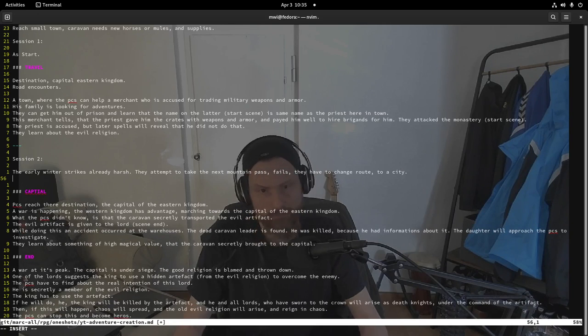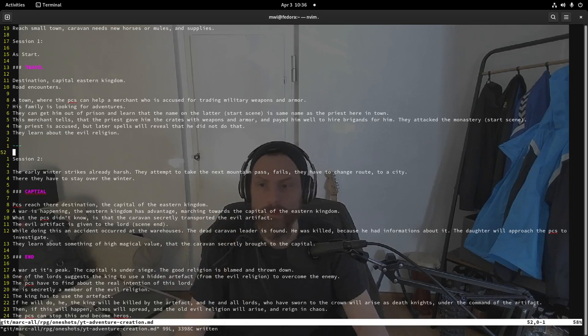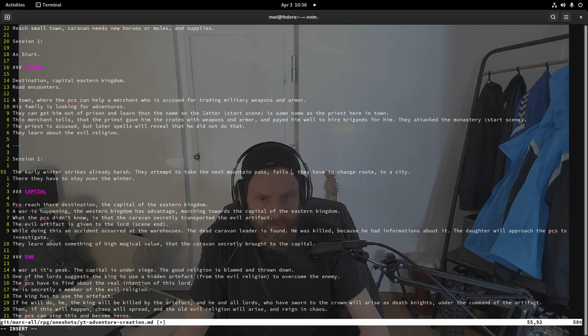So, okay. I have some cool idea. There, they have to stay over the winter. So, and this gives us enough time for this idea we came up with last time. So, one thing I put in here, perhaps here this information. I don't know, snow trolls, ice trolls. So I don't know what they are exactly. Yeah, it's cool.